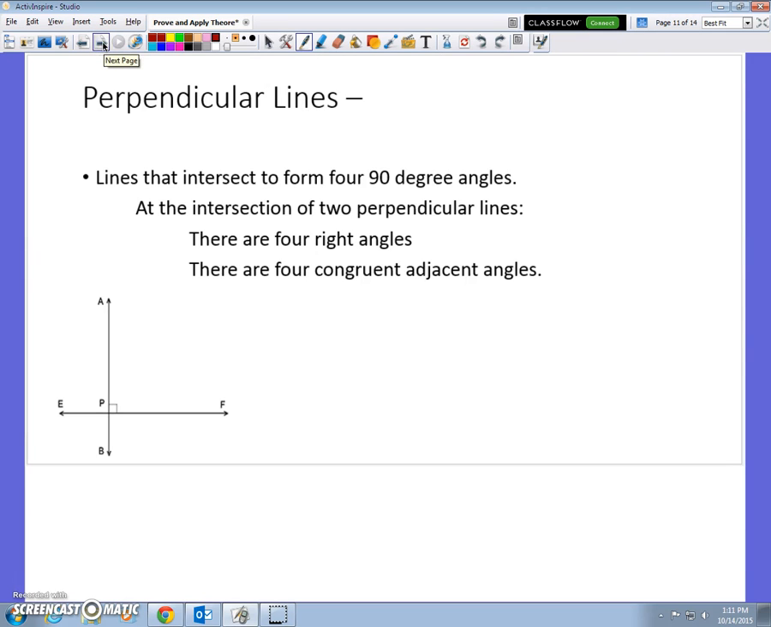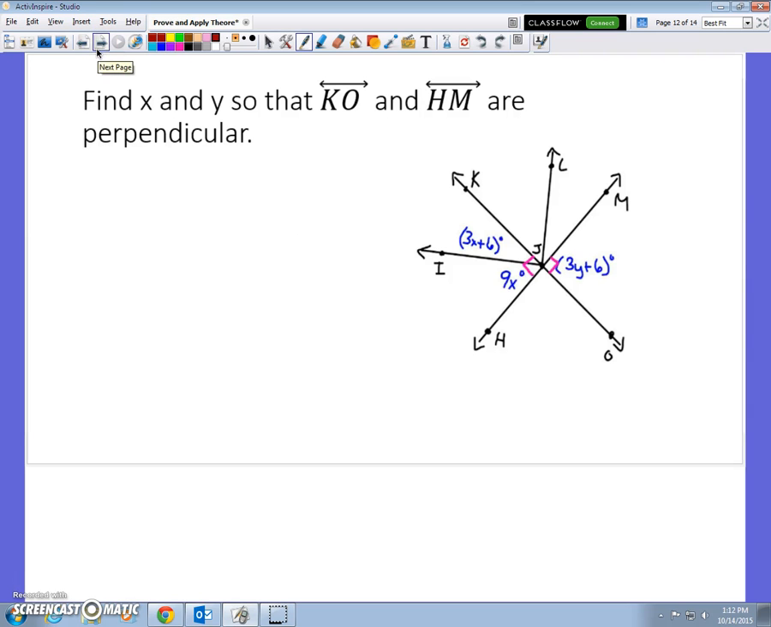Okay, perpendicular lines. Lines that intersect to form 4 90-degree angles. I'm sure you've done perpendicular before. At the intersection of the two perpendicular lines, there are 4 right angles and 4 congruent adjacent angles. So all these words that we're just learning, they're congruent, they're adjacent. There's 4 right angles, there's 4 congruent adjacent angles. All these things are perpendicular. So I think that should be probably review for most everybody, what a perpendicular line is.